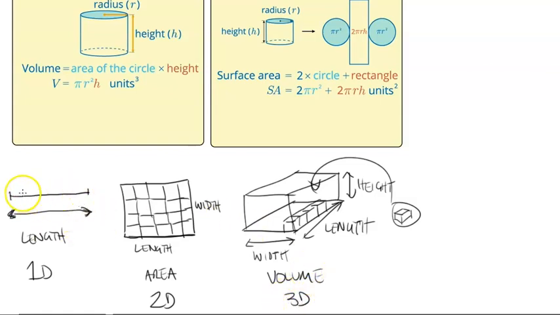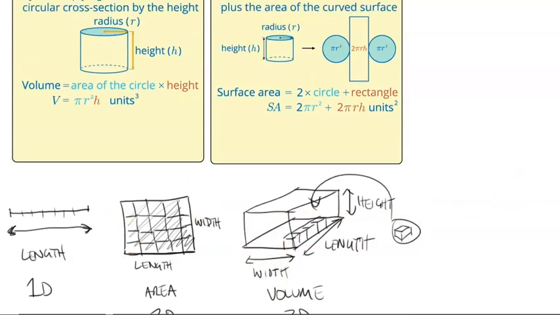So length, we're looking for individual 1-dimensional lengths. For area, we're finding how many squares can fit in a 2-dimensional shape. And for volume, we're looking at how many of these 3D little shapes can fit in a 3D prism of some sort. Now, there are different formulas depending on what type of shape that you get, what type of prism.